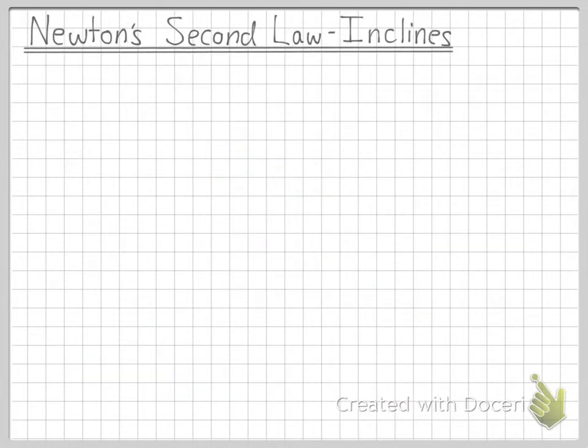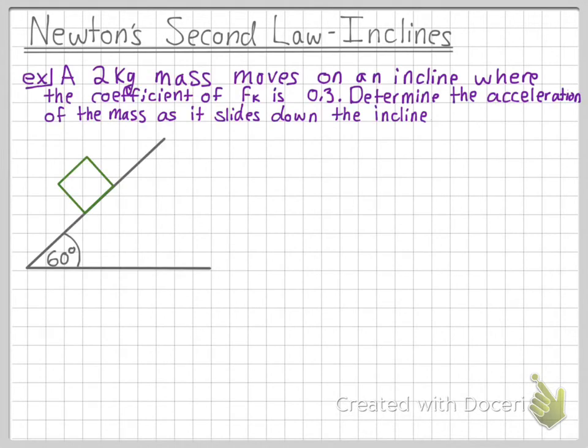So let's do an example. A 2 kilogram mass moves on an incline where the coefficient of kinetic friction is 0.3. Determine the acceleration of the mass as it slides down the incline. So since this is an incline problem, we know that we are going to reposition our usual coordinate system to be in line with the incline. And let's draw a free body diagram to analyze the forces acting on the block.